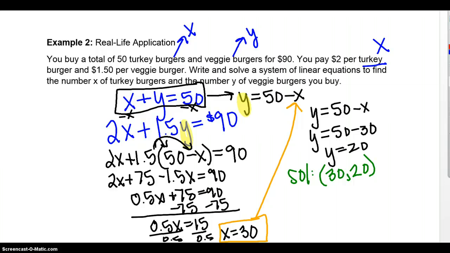Now the solution to this, if I were to interpret the solution, you all know how much you love and I love to interpret things. This would mean for $90, if I bought a combination of 50 turkey burgers and veggie burgers, that I bought 30 turkey and 20 veggie and only spent $90.